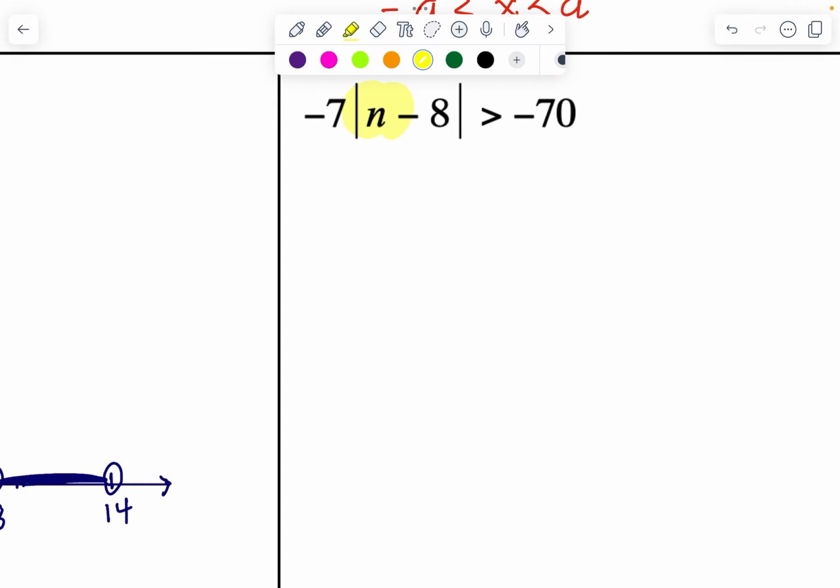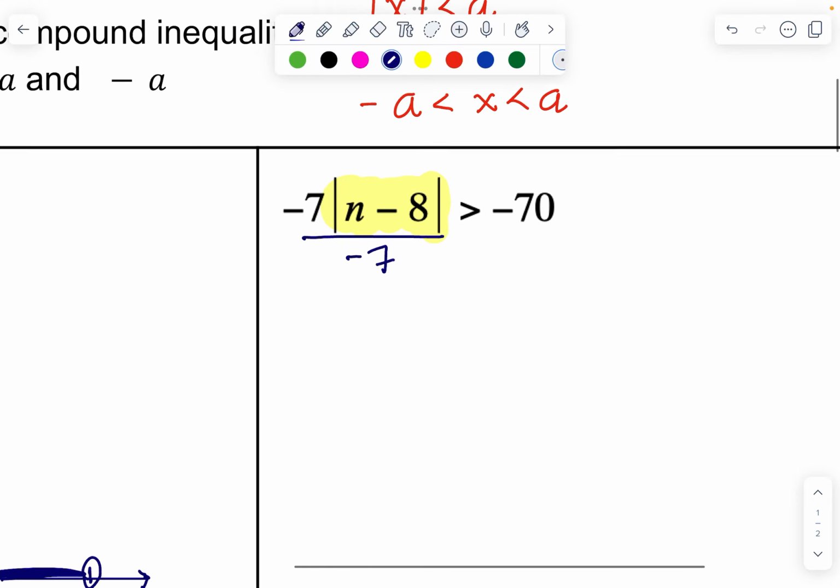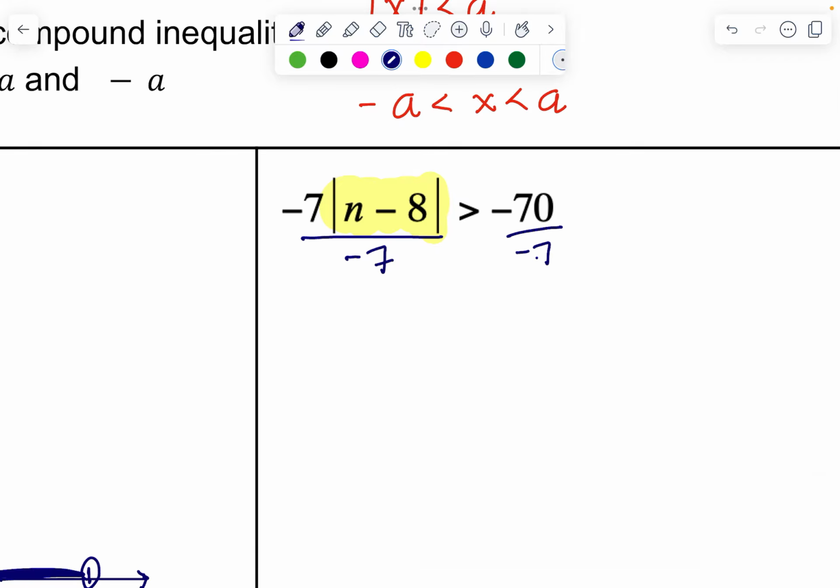Again, we need to isolate this part. So I need to get rid of that negative 7. So I'm going to start by dividing both sides by negative 7. I'm dividing by a negative, which now means I need to flip the symbol. So I have the absolute value of n minus 8 less than positive 10.